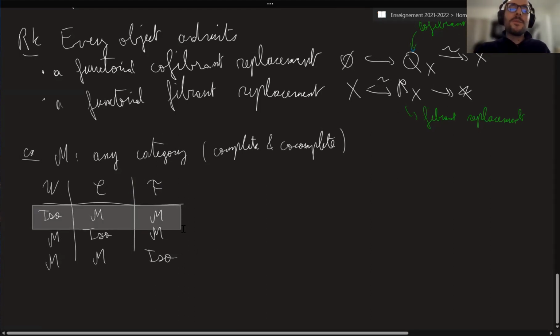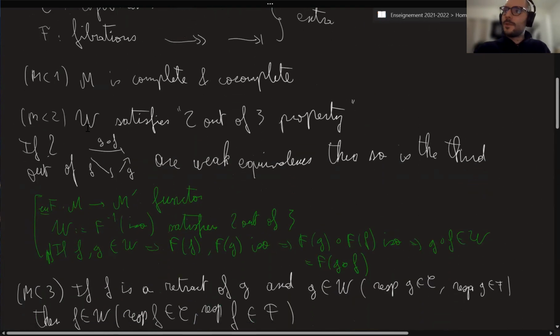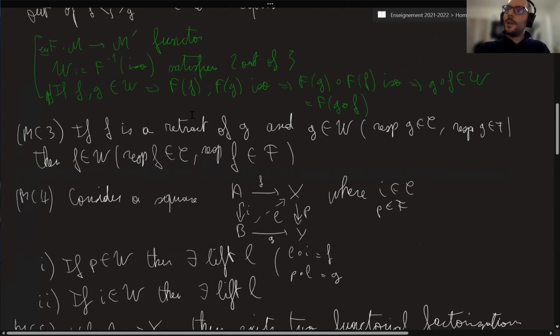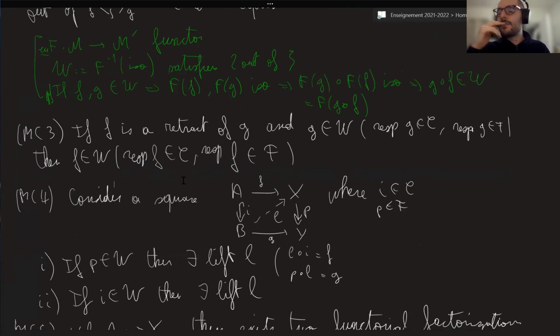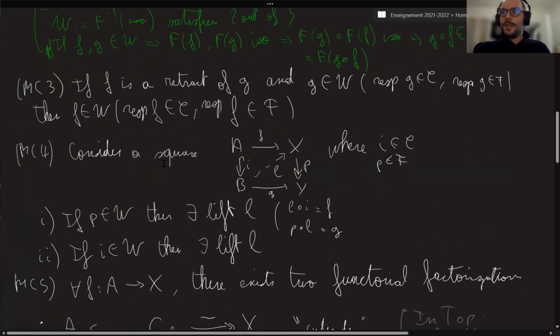Maybe let's try to do the first one together, just to show you what you have to check. You have to check 2 out of 3 for isomorphisms, which is what we kind of did here. You have to check that isomorphisms are preserved under retracts. Try to do it, it's a good exercise, really. Otherwise, the proof is in my notes. And for C and F, this is trivial because they are all morphisms.